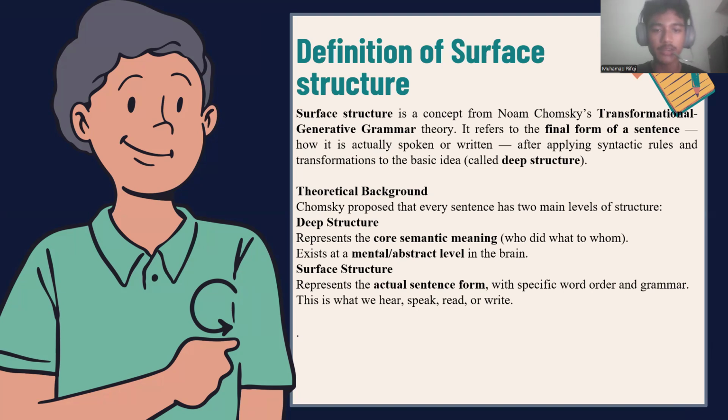Okay, the theoretical background. Chomsky proposed that every sentence has two main levels of structure. Deep structure represents the core semantic meaning, who did what to whom. It exists at the mental or abstract level in the brain. Surface structure represents the actual sentence form with specific word order and grammar. This is what we hear, speak, read, or write.